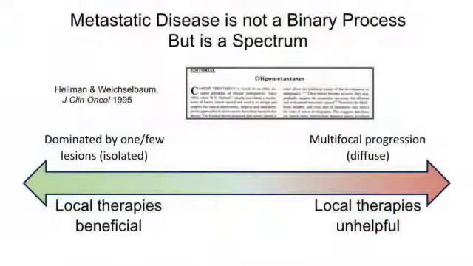Now, Dr. Iyengar has mentioned this pivotal paper by Hellman and Weichselbaum that came out over 20 years ago, 23 years ago, on the concept of oligometastatic disease. We kind of understood this outlier before that, but this really encapsulated it in a way that has changed how we think about this as a separate entity.